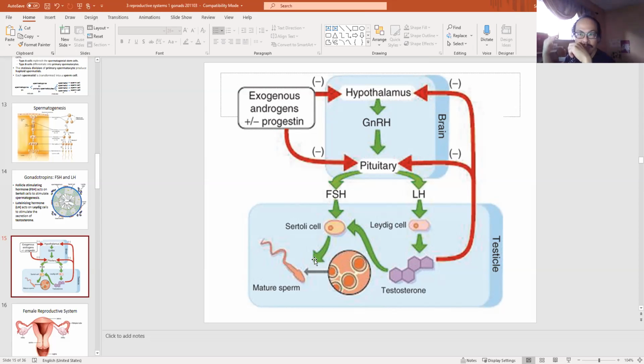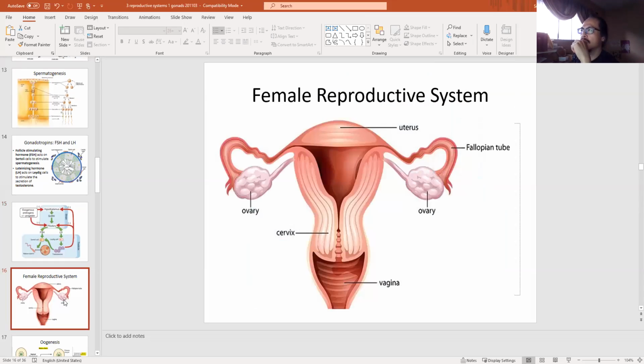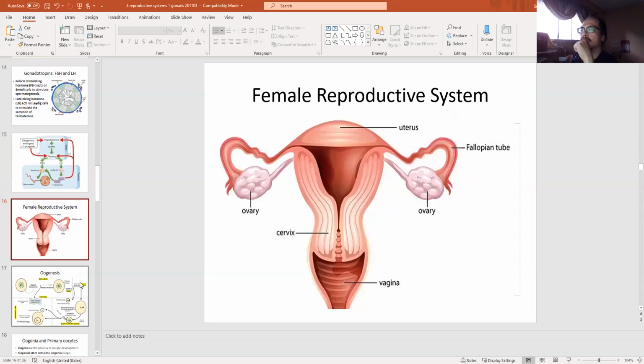So we have a lot of quiz questions from here already. So that's male, and let's look at the female. So the gonads of the female is the ovary. So we have two testicles. We also have two ovaries in female, and so the ovaries again have two major functions. One is the gamete production. The gamete is the oocyte. The other one is the sex hormone, female sex hormone. So that's that.